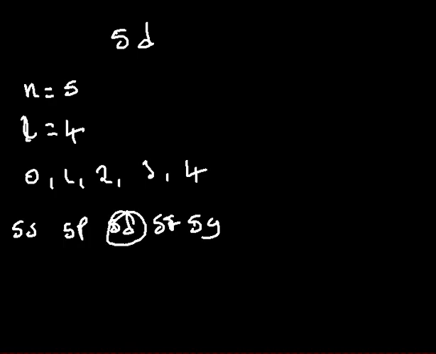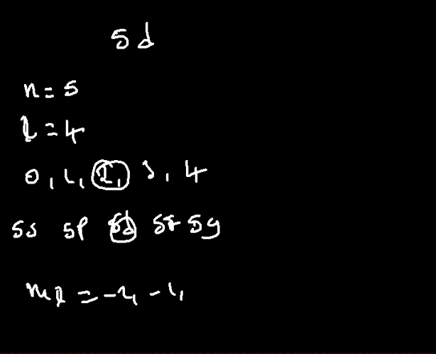So our interest is in the 5d, and what is the value of L corresponding to d? We have it as 2. So which means ML corresponding to 5d will be given as negative 2, negative 1, 0, 1, 2.